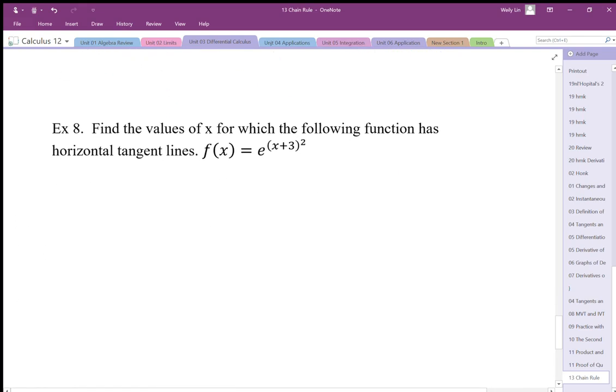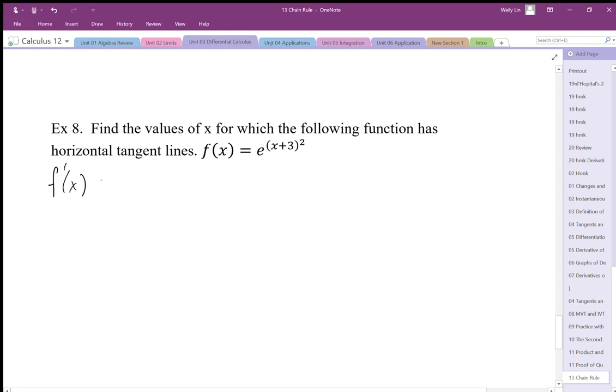For this question here, we want to know where this function has horizontal tangents. Not exactly sure what this looks like, but it's probably some sort of exponential function. So we need to differentiate this to see if we have horizontal tangents anywhere.